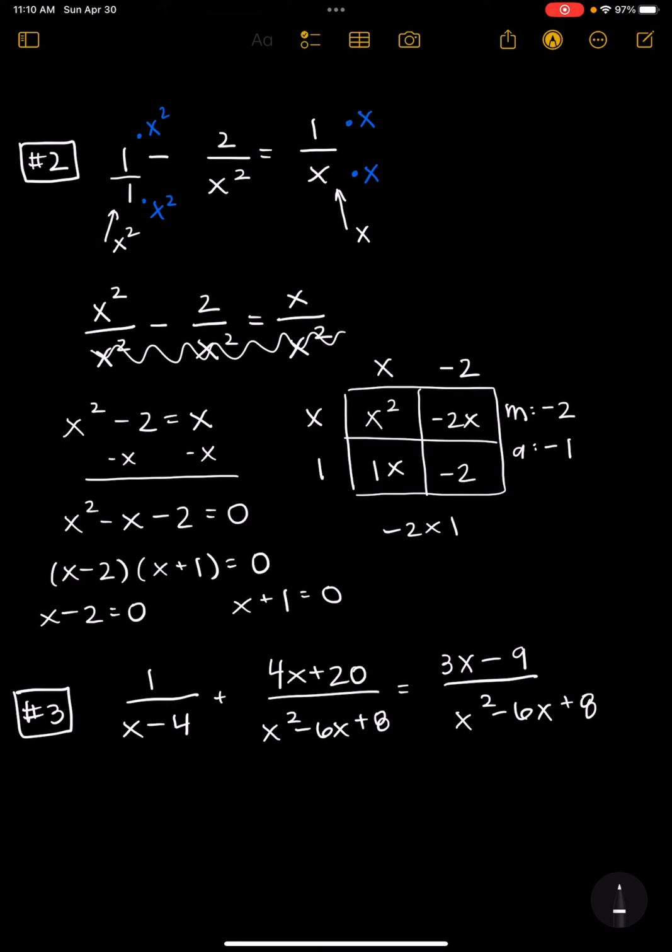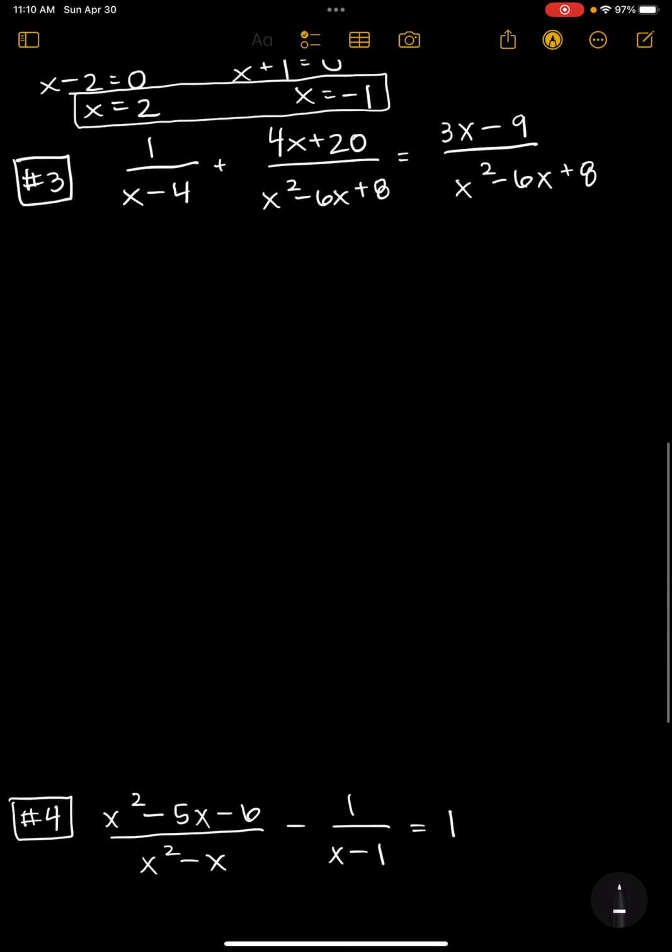I'm running out of space here, but you would end up with x is equal to 2 right here if I added the 2's, and then x is equal to negative 1. And those are my two answers. I get two answers in this case, and that's totally fine to get multiple answers because either of them will work. All right, let's look at the third example.